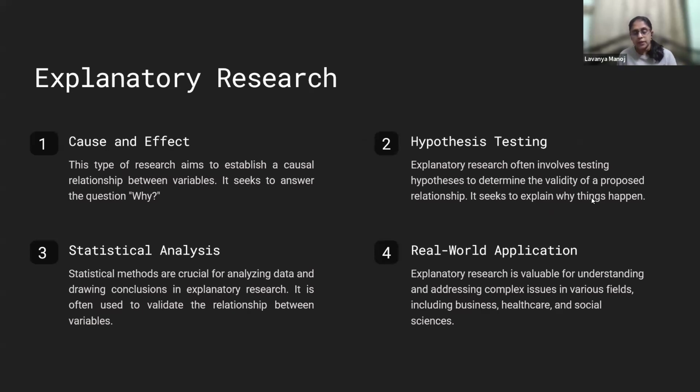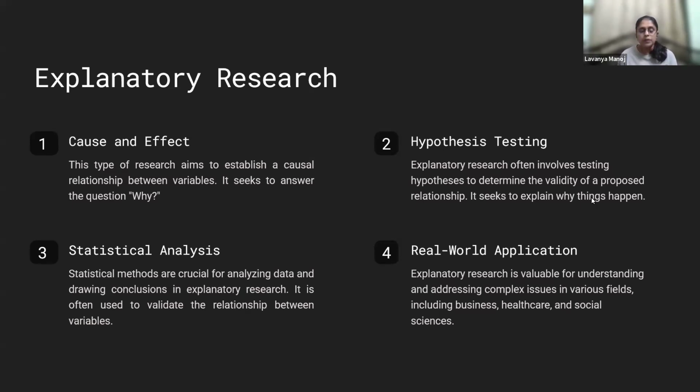Then explanatory research. This is something different. So what is it all about? First, we are going to go with cause and effect. There is a cause, and what was the effect of that cause? Something has happened, and what has happened after that? What was the effect of that happening? This type of research aims to establish a causal relationship between variables. It seeks to answer the question why. A phenomenon has happened, and the result has not happened like this. Why? What is the relationship between the cause and the effect?